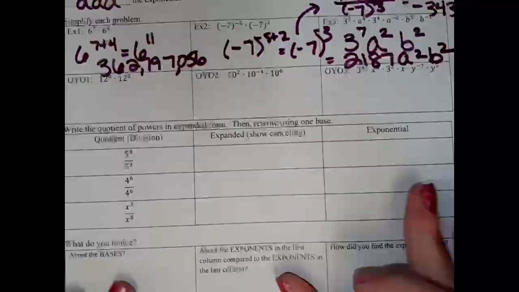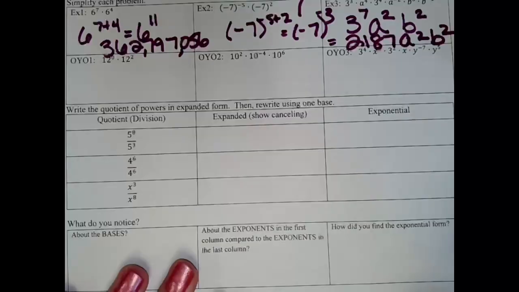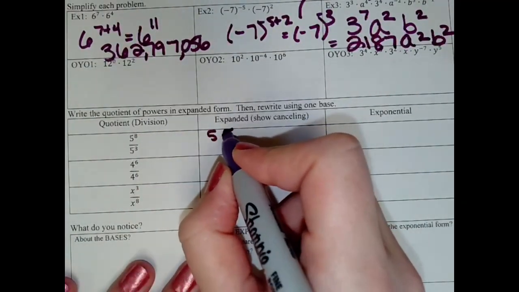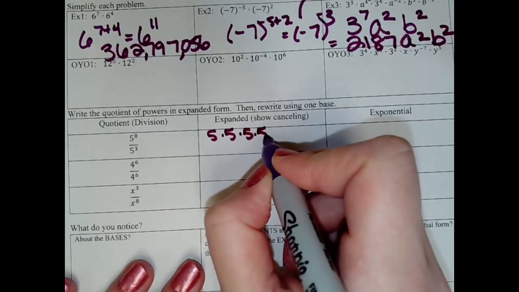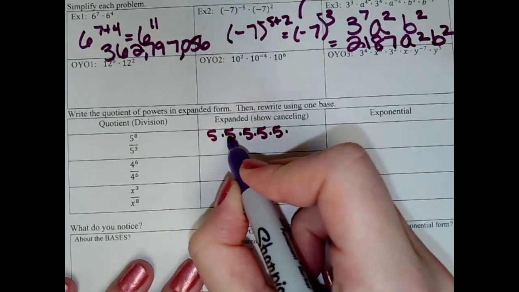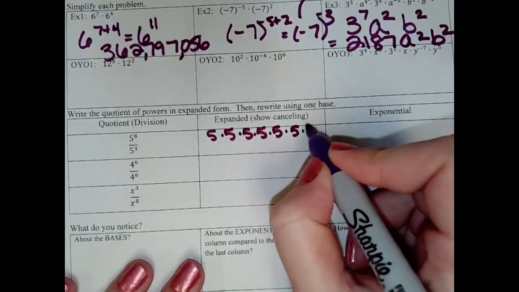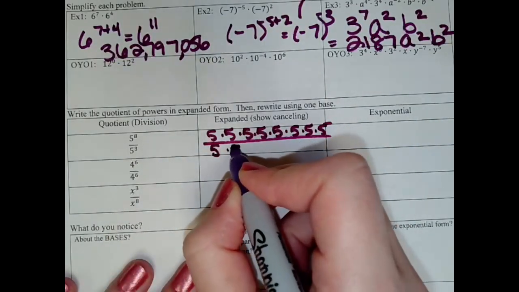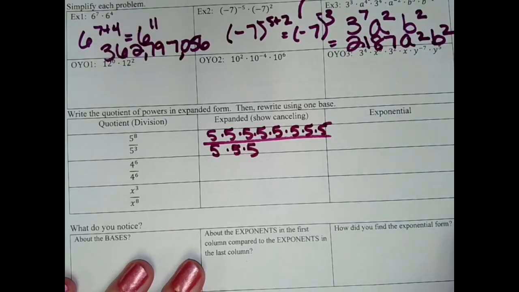I'm going to skip the on your own and jump straight to the next bit of notes. It says write the quotient of powers in expanded form, then rewrite using one base. So in expanded form, in the numerator here, I have 8 5s being multiplied together. So 1, 2, 3, 4, 5, 6, 7, 8. In the denominator, I have 5 cubed. So that's 5 times itself 3 times.